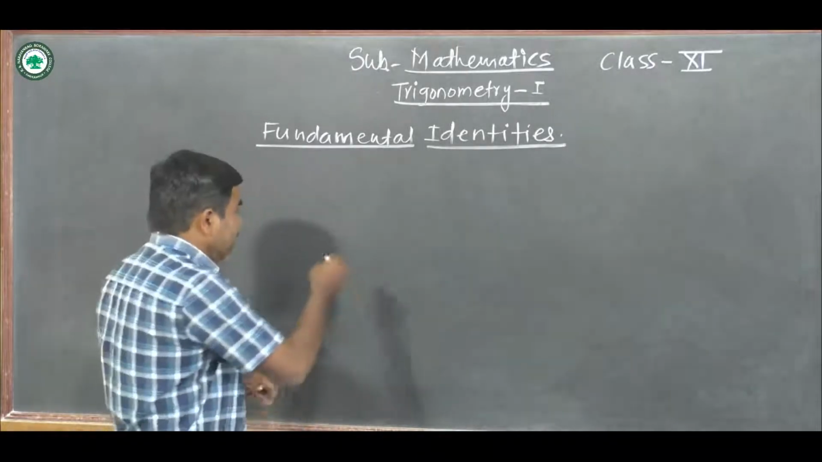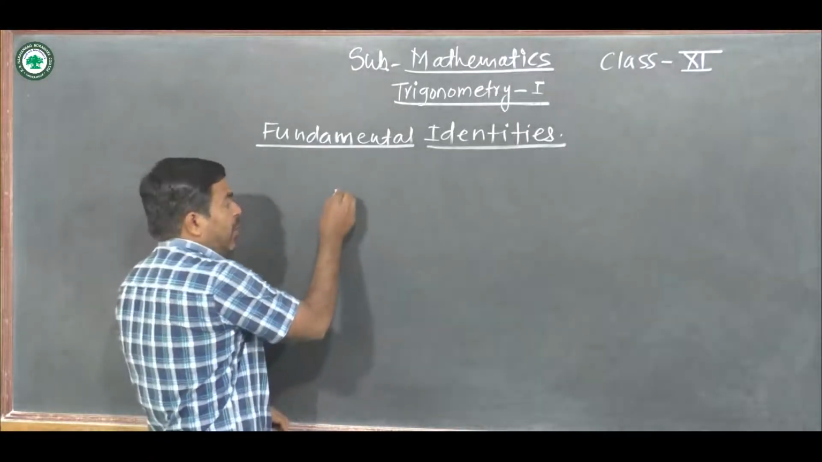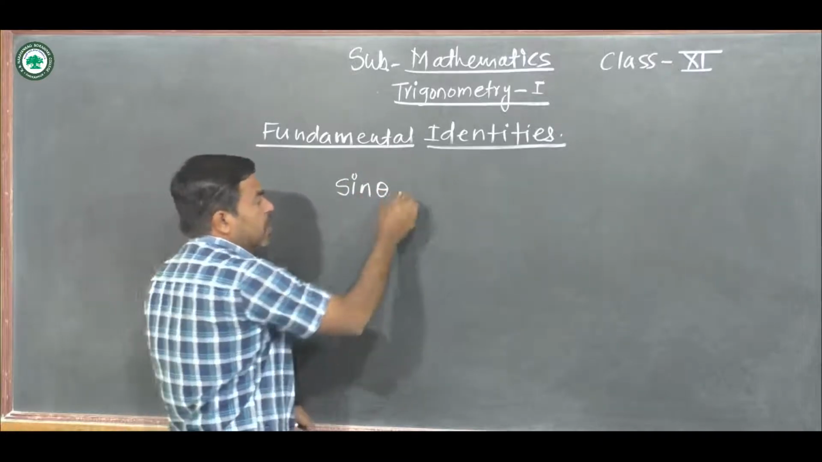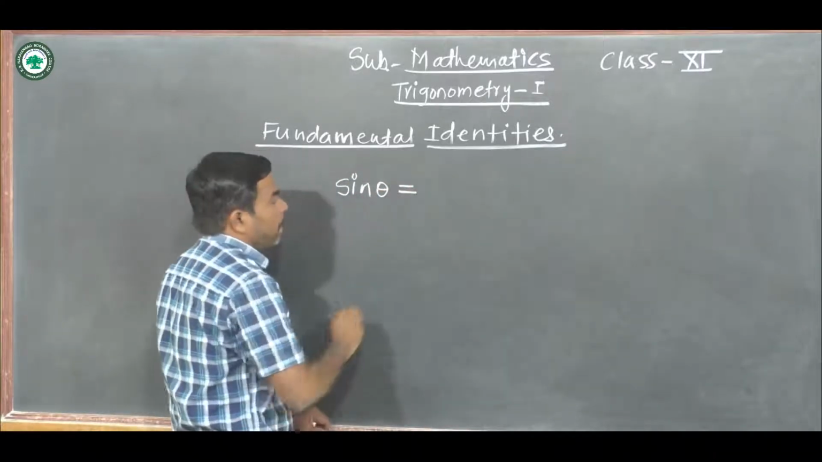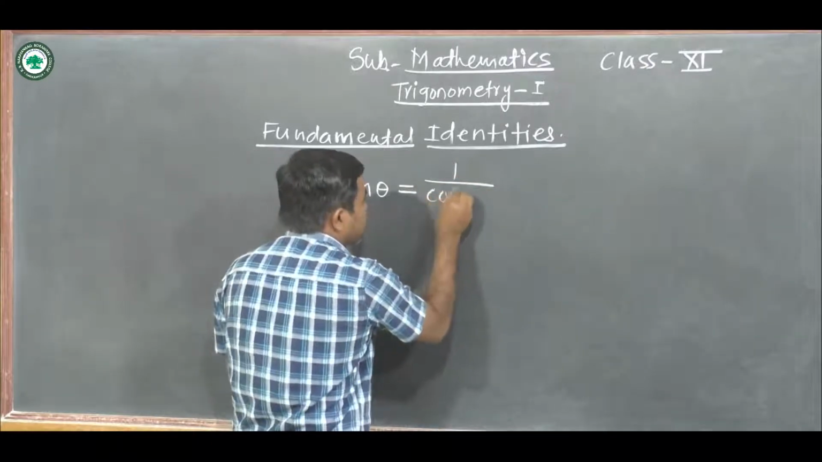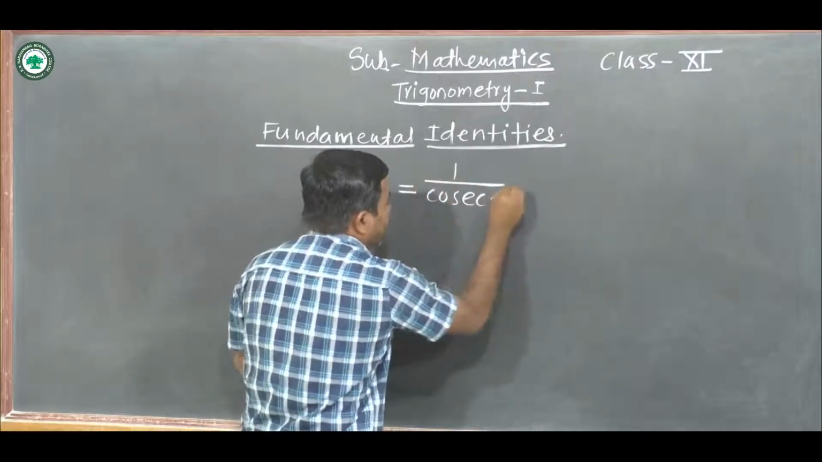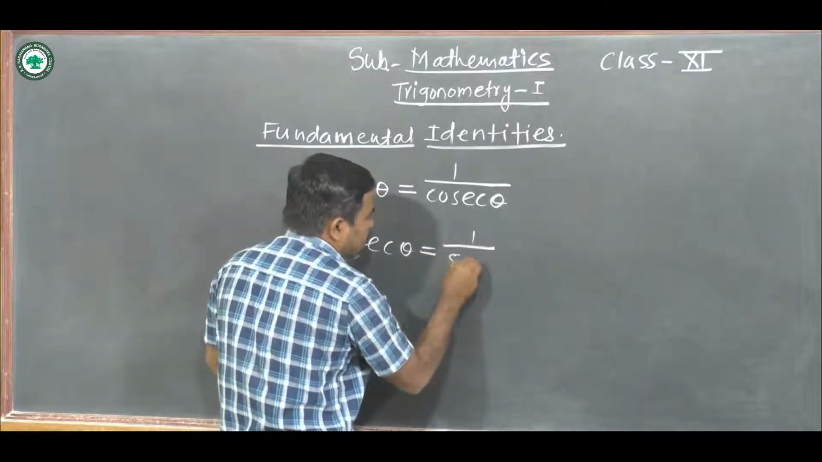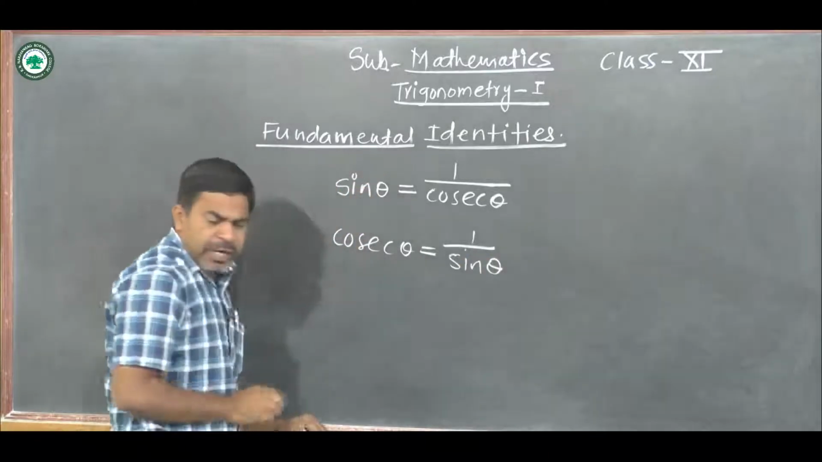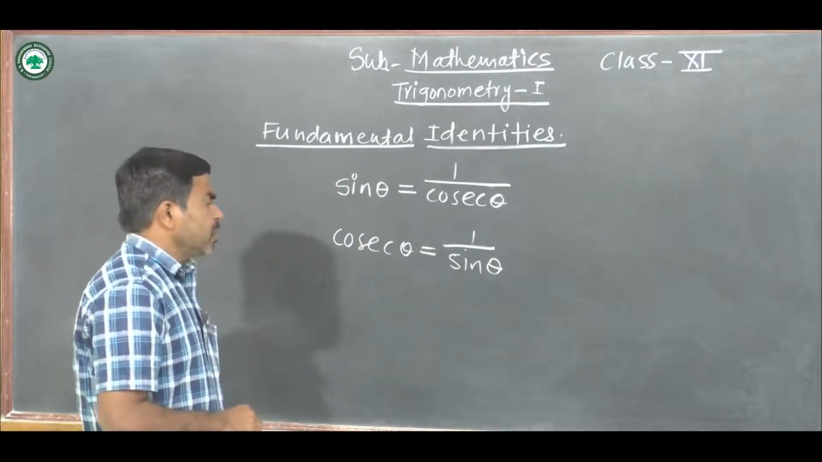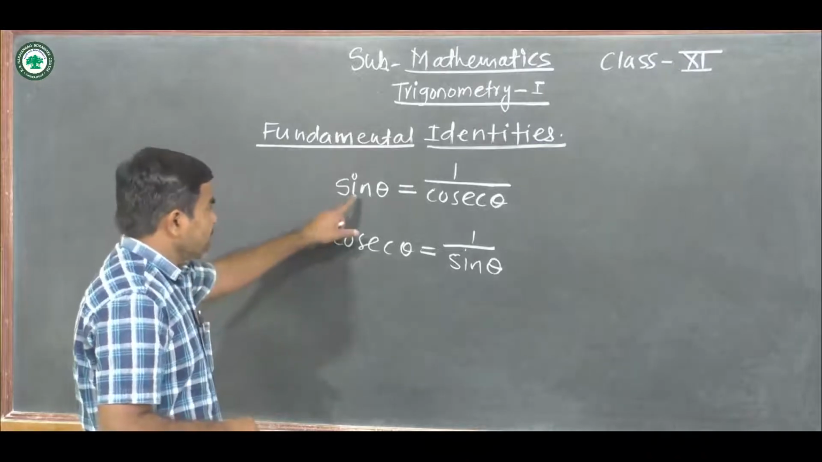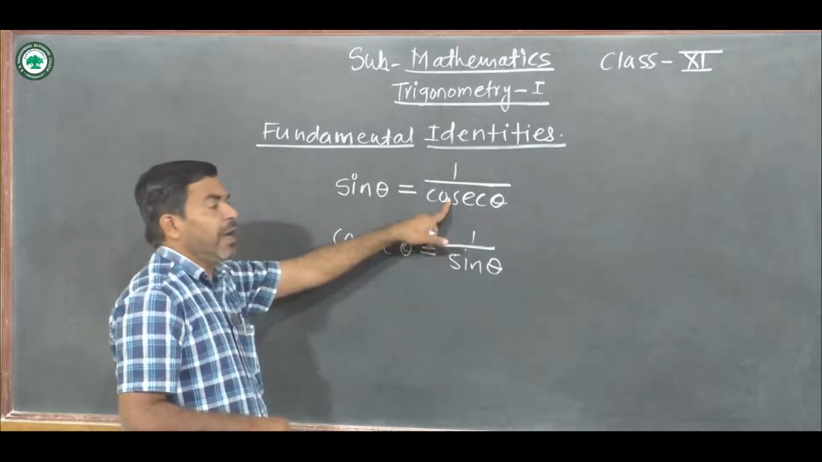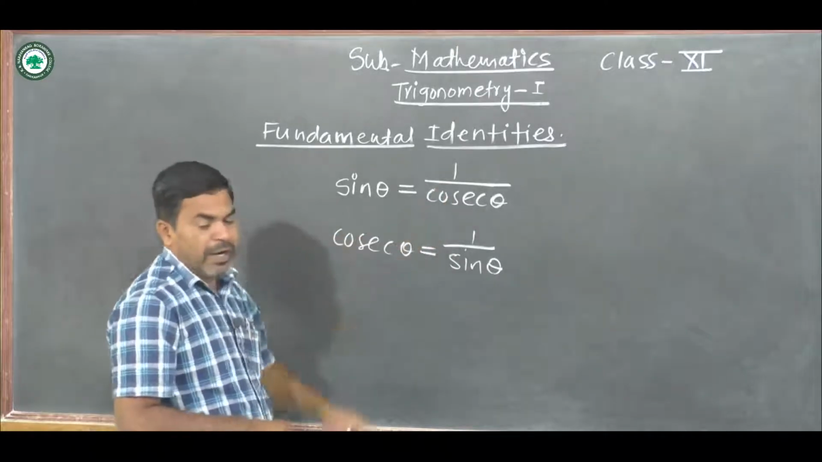For example, we have the trigonometric relation sin theta is equal to 1 upon cosec theta, or we have the relation cosec theta is equal to 1 upon sin theta. This relation is true for all possible values of theta. So this sin theta is equal to 1 upon cosec theta. This is called trigonometric identity. So this is fundamental identity.